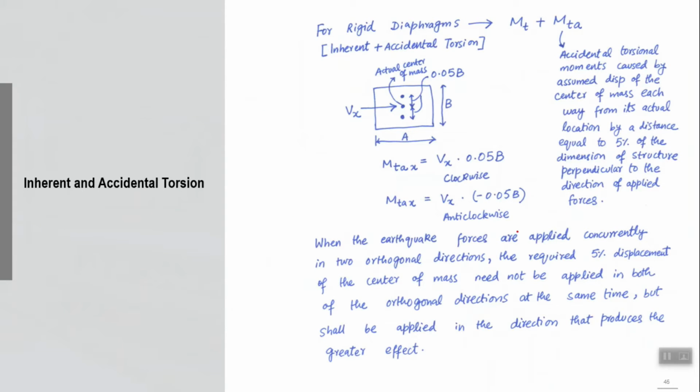So this is that provision about eccentricity: if you are applying forces in the x direction, 5% of the diaphragm dimension in the perpendicular direction should be considered as an assumed eccentricity between the center of mass and center of rigidity, right? So this 5% is a code provision, and it is considered adequate to account for any accidental moment which can occur during the design life of your building.